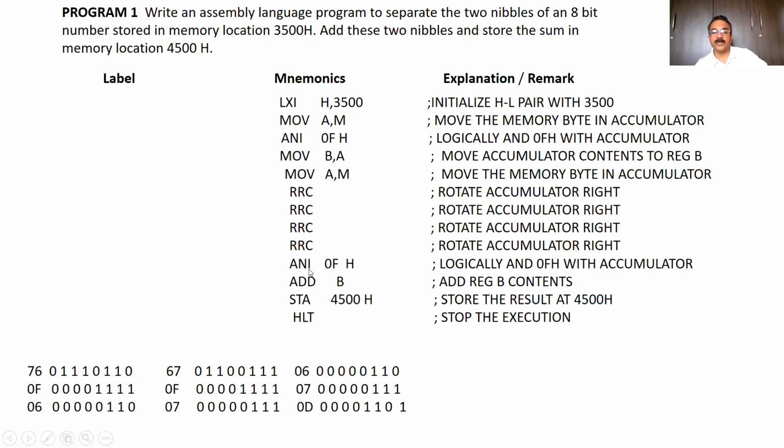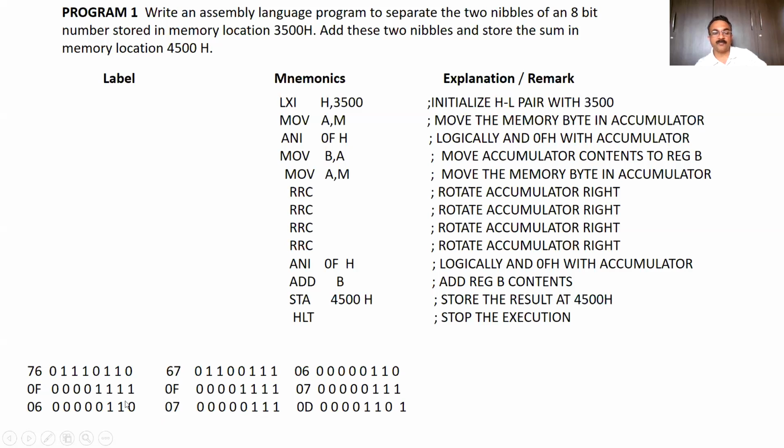And again, we use the instruction ANI 0F. So what will happen here in this case? Again, ANI 0F, that is 00001111. This is again an AND gate. So 1, 1, 1 and 0. Because we know that in an AND gate, if any one of the inputs is low, then the output is low. If both are high, the output is high. So after this ANI 0F, you get 07 in accumulator. And this is your second nibble.